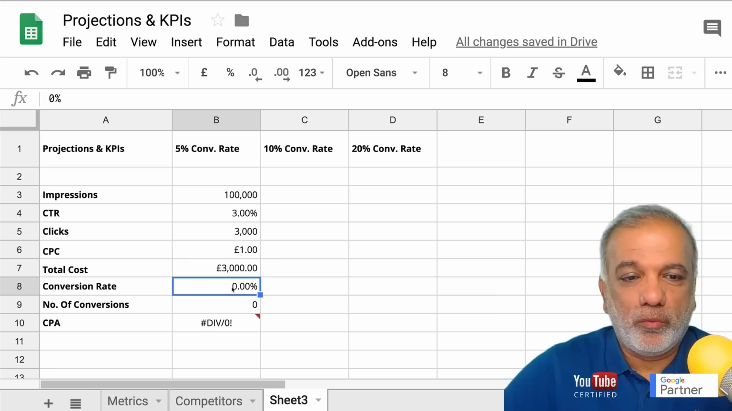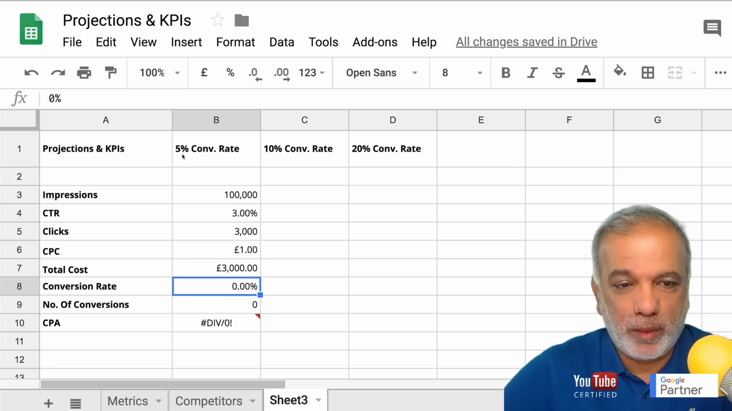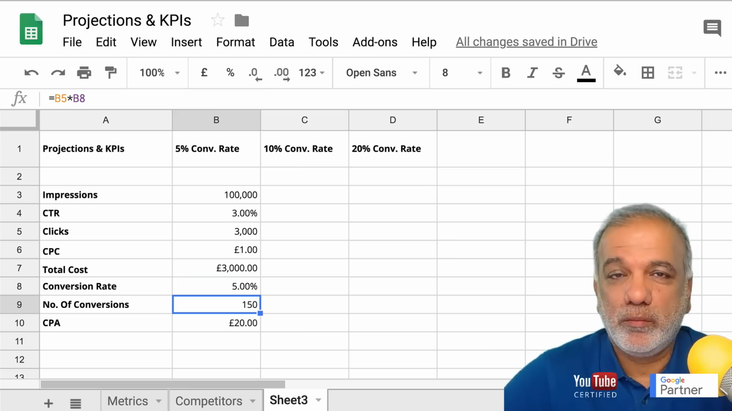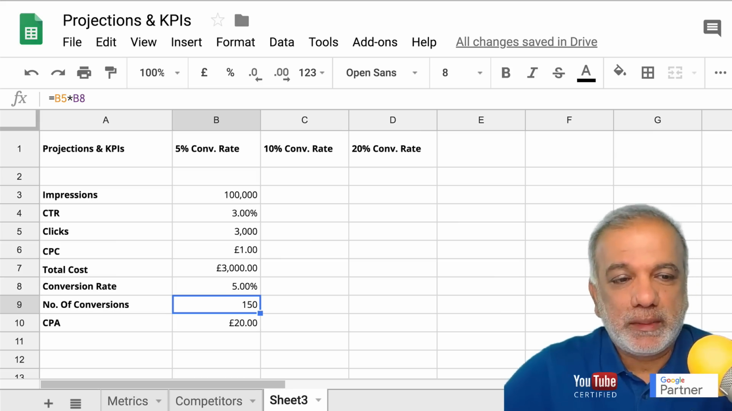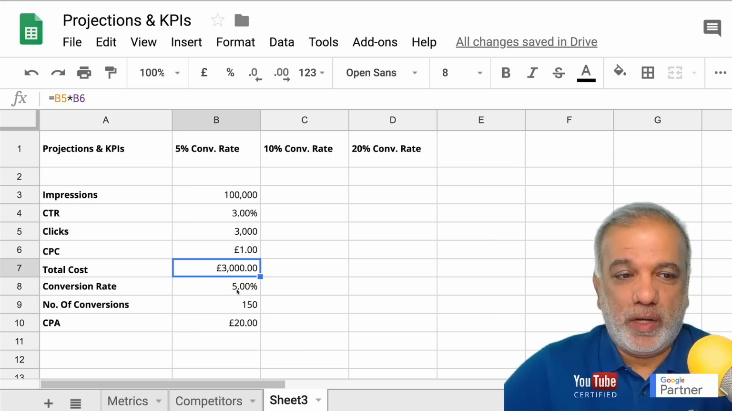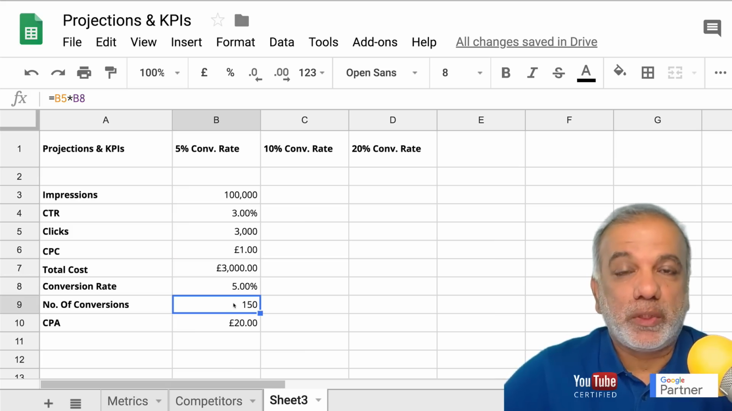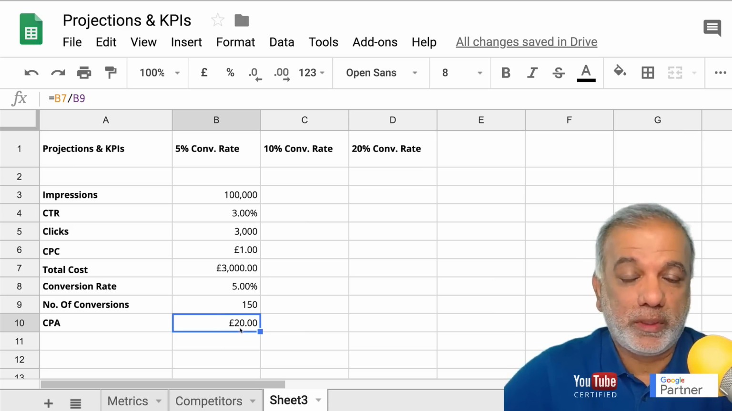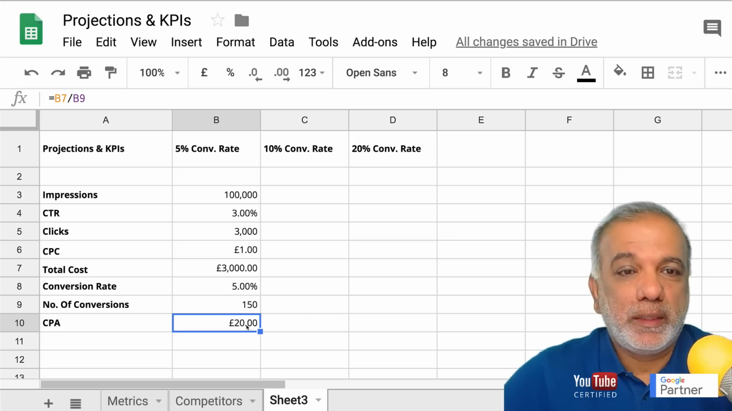And then I work on, let's say, a 5% conversion rate. Now a conversion could be a lead, a sign up, or a sale. It depends on the goals of your campaigns and your website. So now I can see that for £3,000 at a 5% conversion rate, I will potentially get 150 conversions at a cost per acquisition of £20. So now I know whether this is workable or not, whether I'll make a profit or not at this acquisition cost.